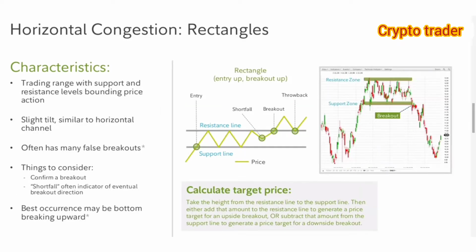Horizontal congestion. Rectangles. Its characteristics: a trading range with support and resistance levels bounding price action, with a slight tilt, similar to a horizontal channel. It often has many false breakouts. Things to consider: confirm a breakout.